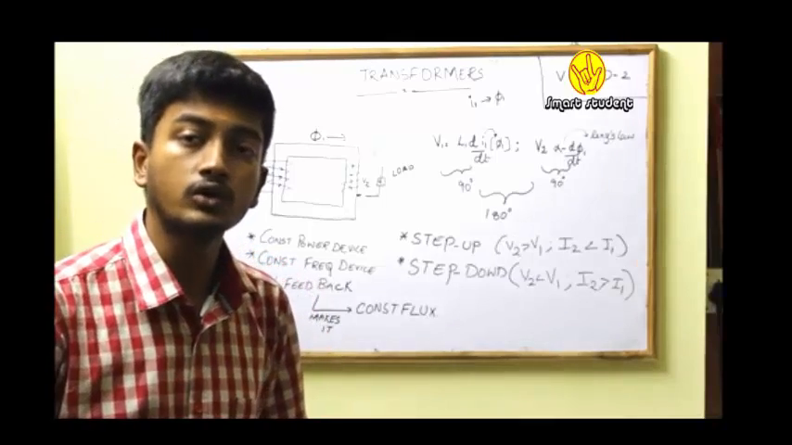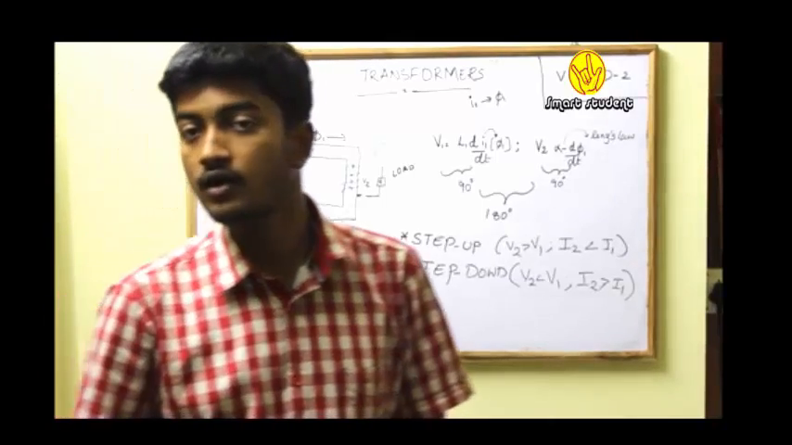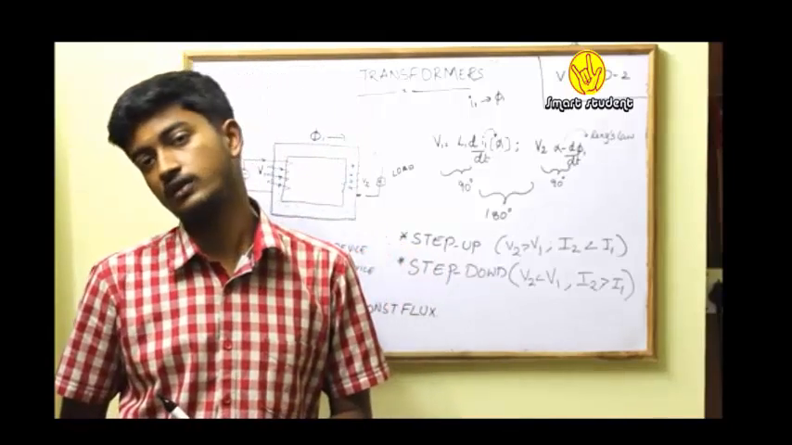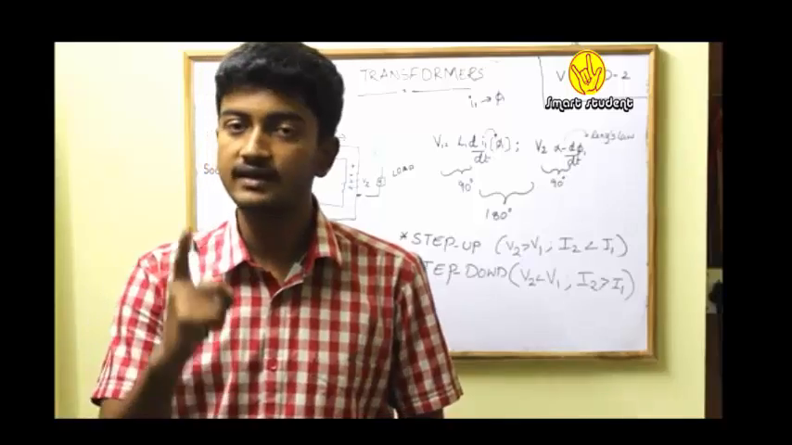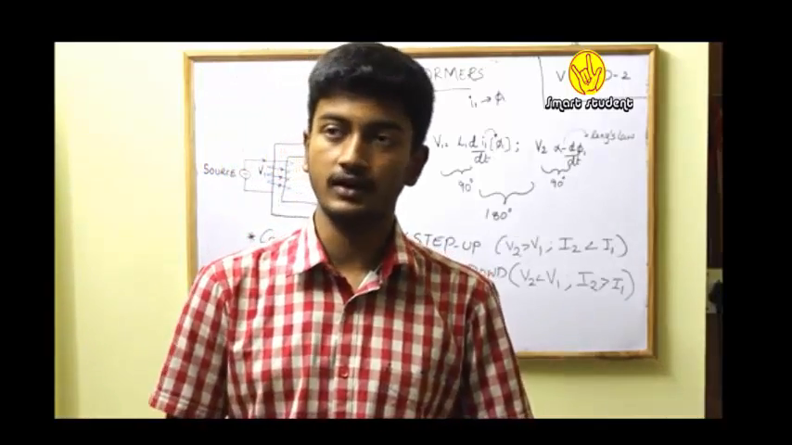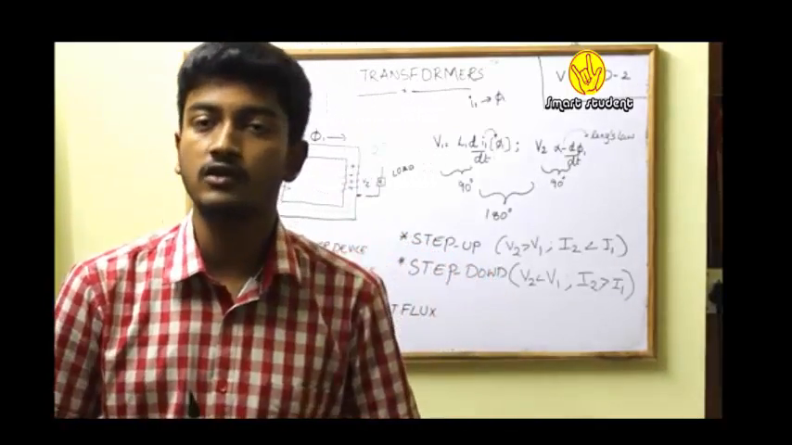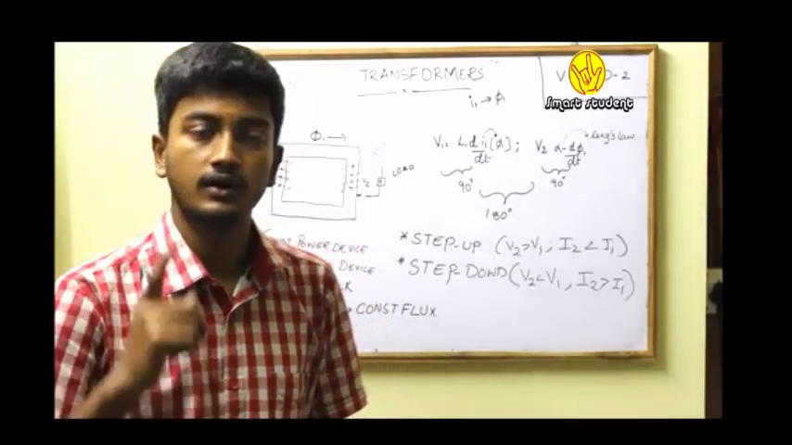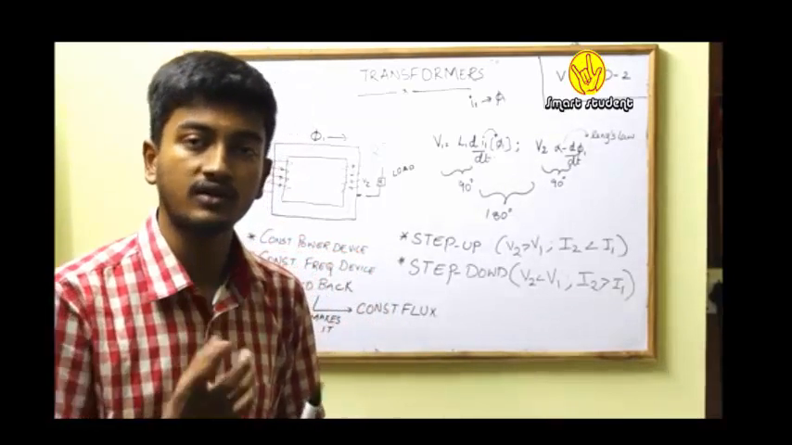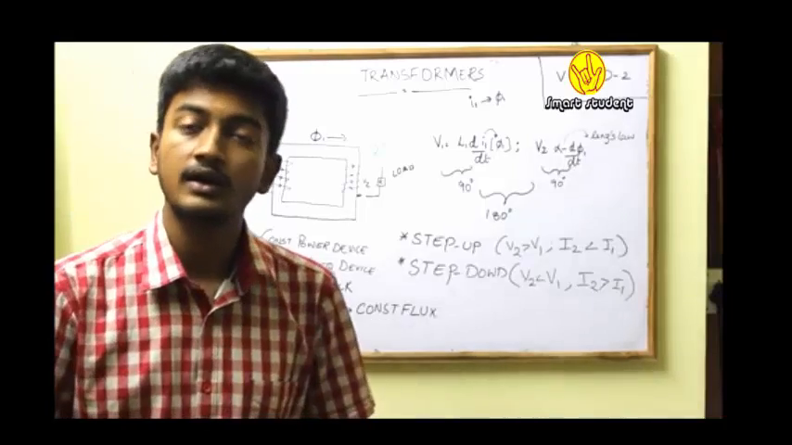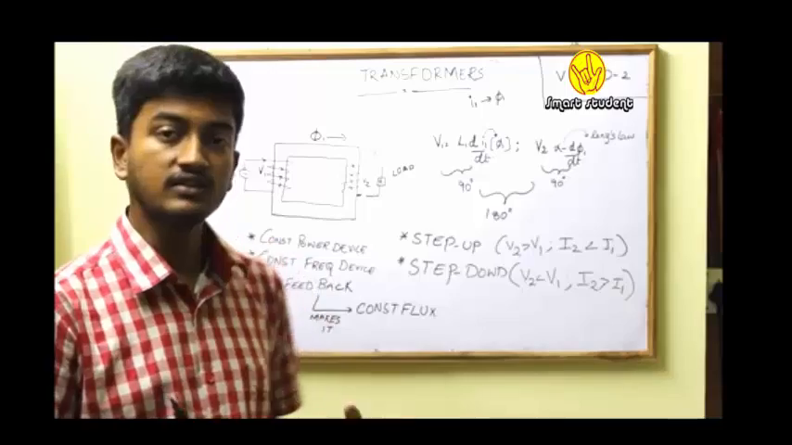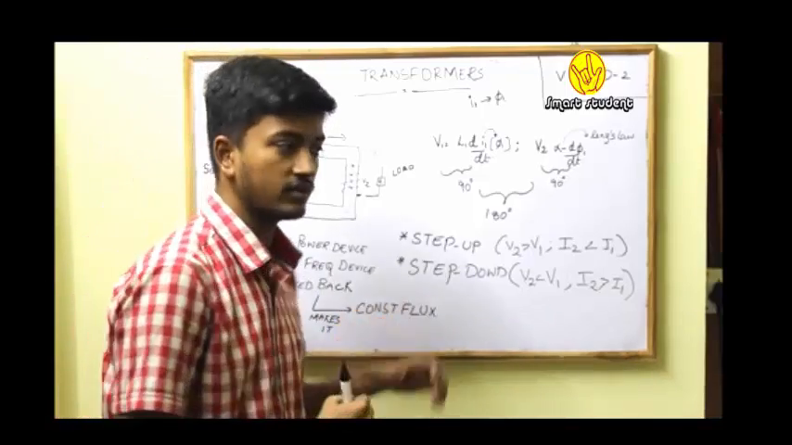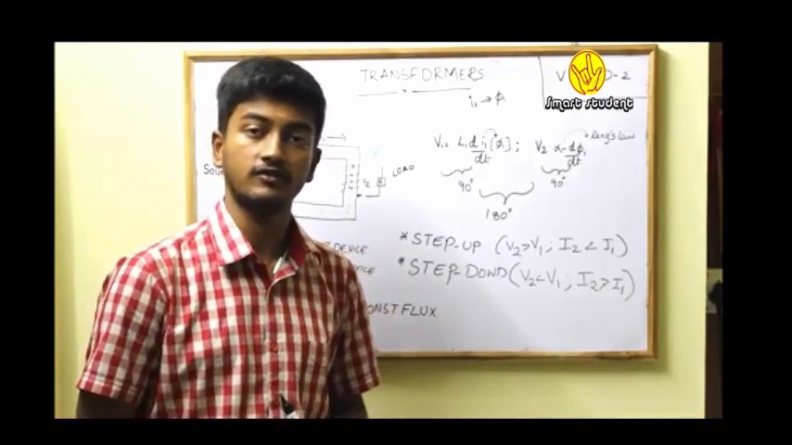From the definition, we could conclude two points. It is a constant power device and a constant frequency device. Another point we need to understand about a transformer is that it is a constant flux device. Now, what makes my transformer a constant flux device? The main thing we have to understand is that my transformer is a negative feedback control circuit. This negative feedback control circuit makes my transformer a constant flux device.